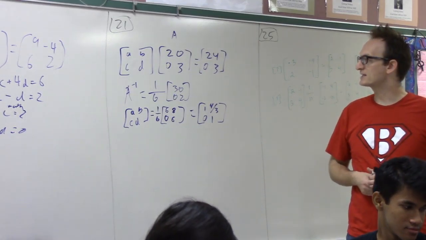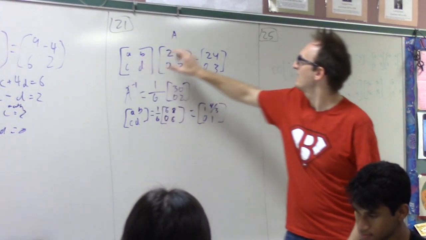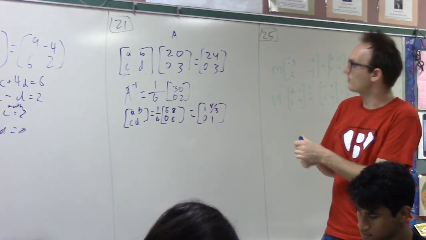Yes, Michael Tang said, okay, here's some mystery matrix. It takes 2, 0 to 2, 0, it takes 0, 3 to 4, 3. Let's figure out what that matrix is.